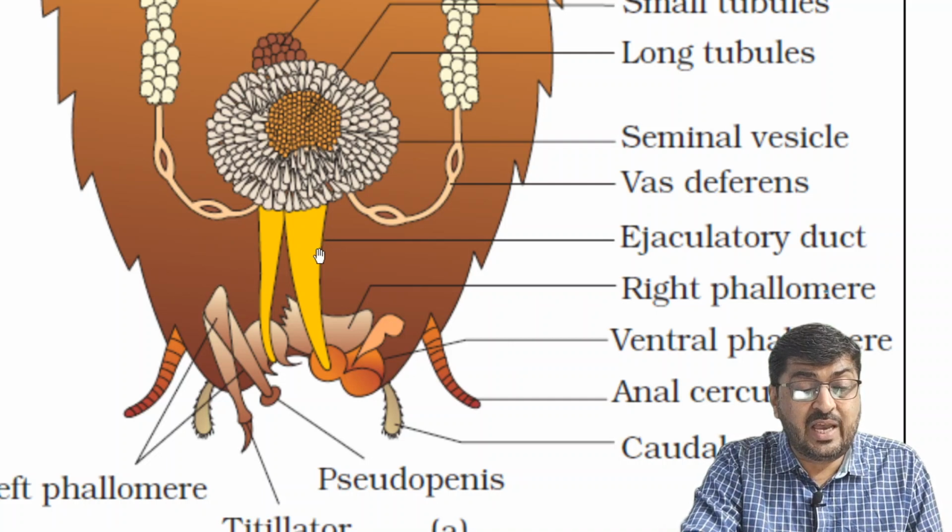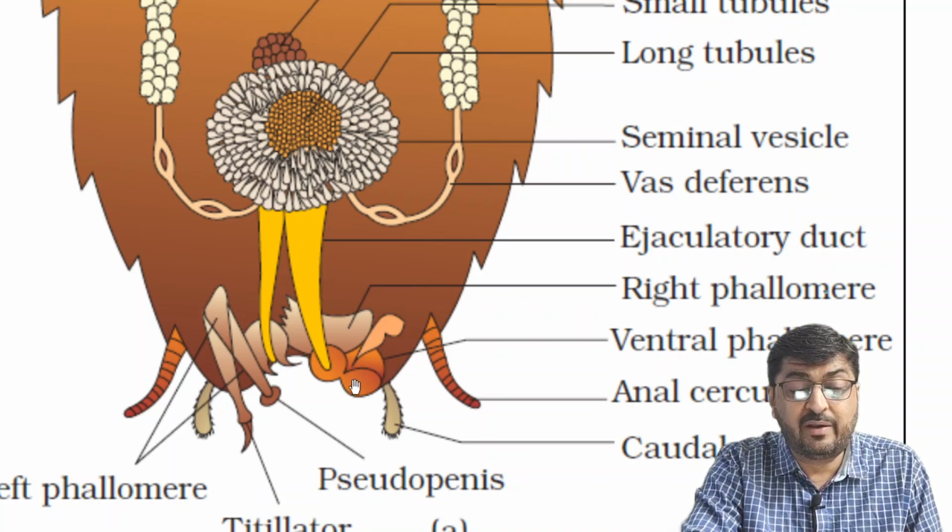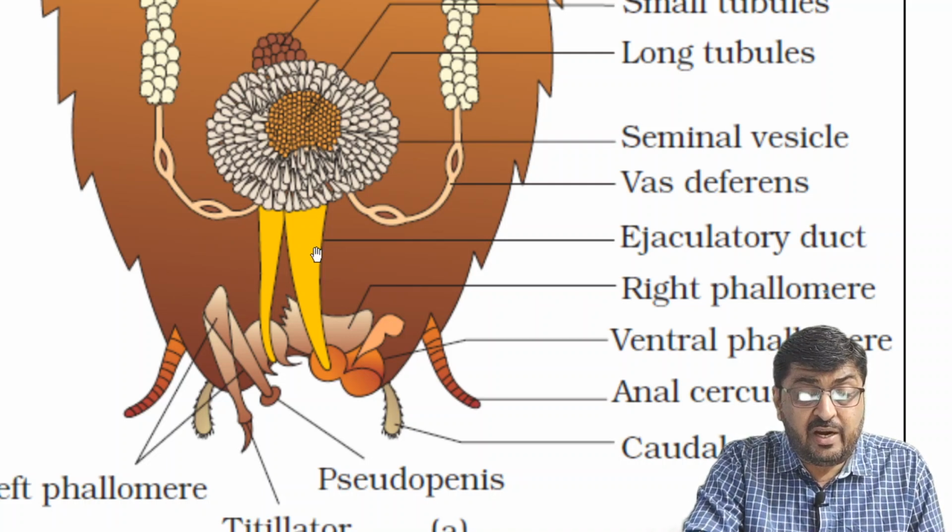So can you see the ejaculatory duct opening on this dark brown structure here? So this structure is your ventral phallomere. So the male gonopore has to be located here, right? So ejaculatory duct, male gonopore and the ventral phallomere.